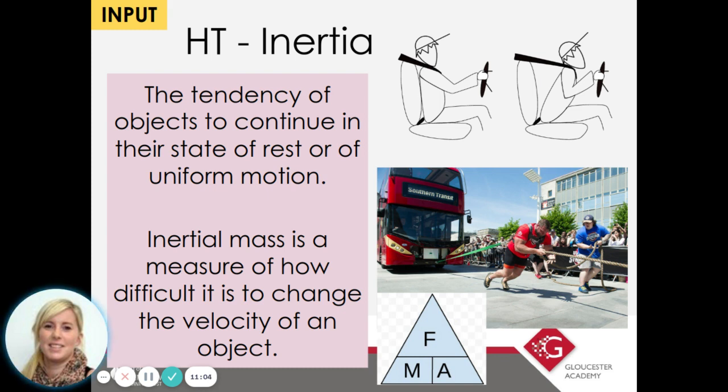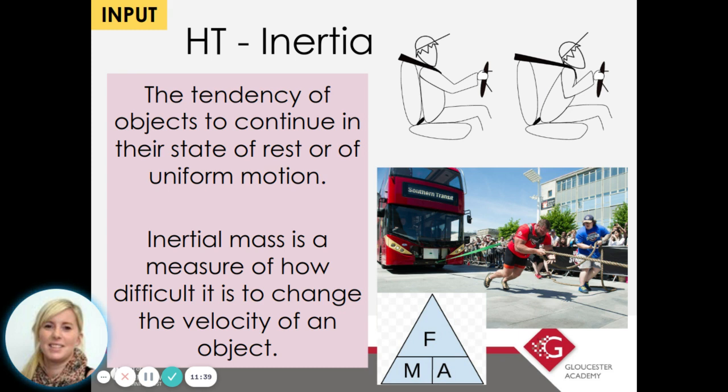And this is always hardest at the very, very beginning. So when the bus is still and he's just starting to pull, it's always the most difficult at the beginning. And so inertial mass is a measure of how difficult it is to change the velocity of an object. So to change the velocity of the bus, when the bus is still, it's got a velocity of 0, and then the man is slowly going to pull that bus along, and the inertial mass is how much mass is needed to make it change its velocity.